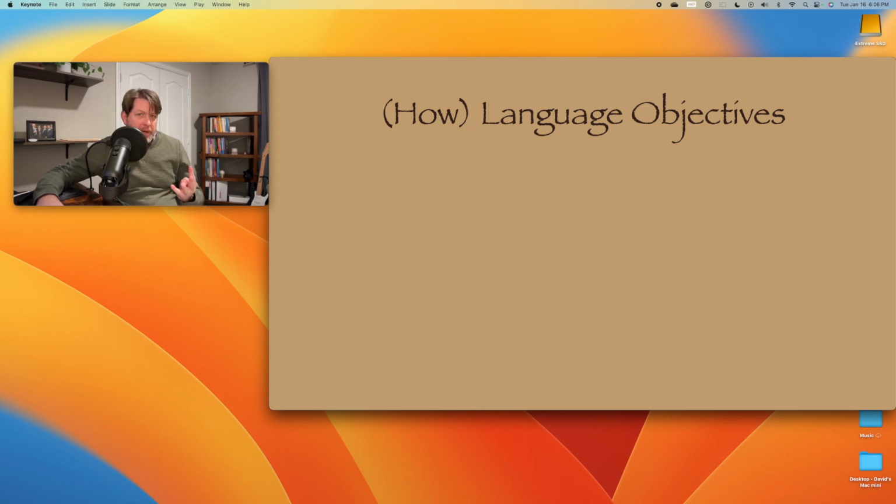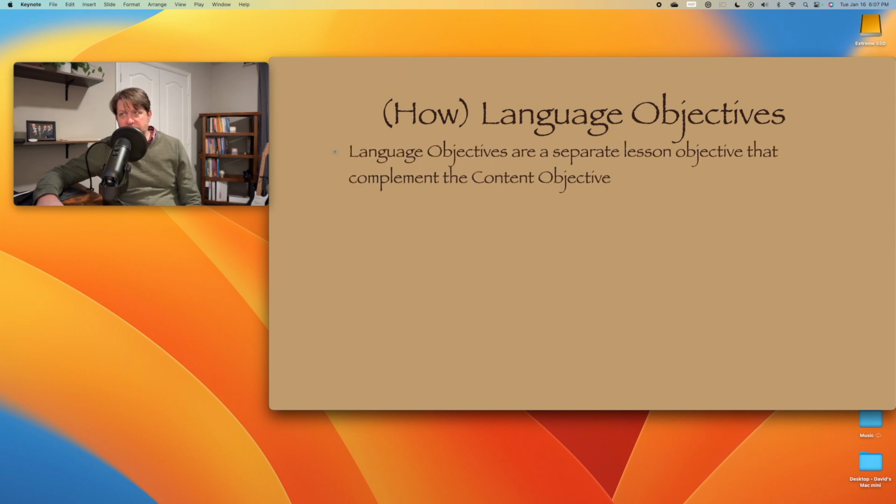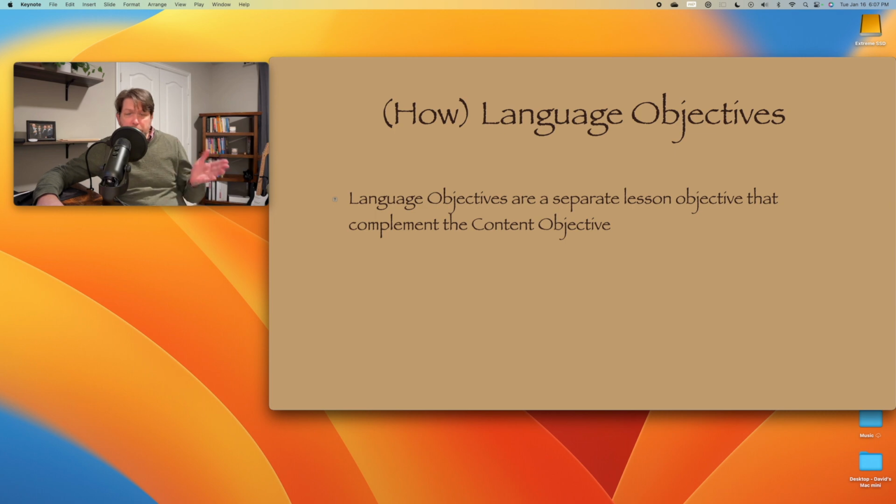Remember, there are 4 domains to language. There's listening, there's speaking, reading, and writing. So in our language objective, we're going to choose one of those domains to be our tool that we're going to be using to work at either understanding or communicating our learning of that material, if that makes sense. So it's a separate objective. So if you are writing your objectives for your lesson, we're talking about a separate objective. You have your content objective, but also adding a language objective.